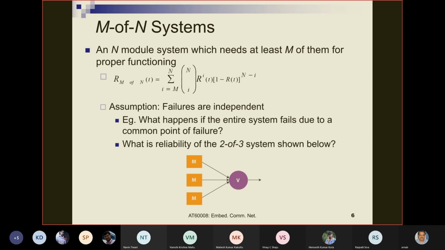Now, what other common point of failure, given that these failures are independent, leave that aside. What other common point of failure can you have here? Can you tell me something which is very obvious? V is a failure. The reliability of V.